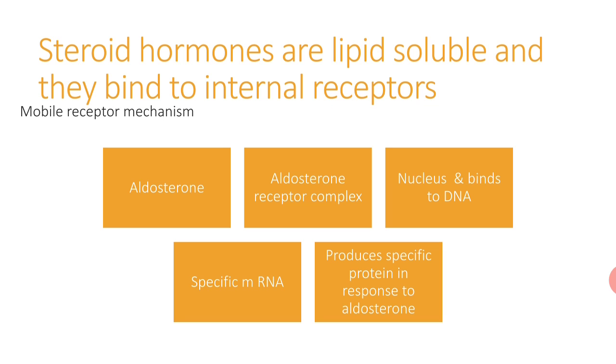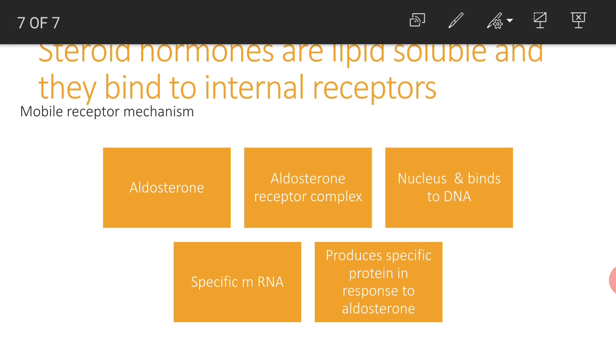Now let us see the other type of hormone, namely steroid hormones. Steroid hormones are lipid soluble hormones and they bind to internal receptors. Of course, a best example for a lipid soluble hormone is aldosterone, and the mechanism by which the lipid soluble hormones work is known as the mobile receptor mechanism.